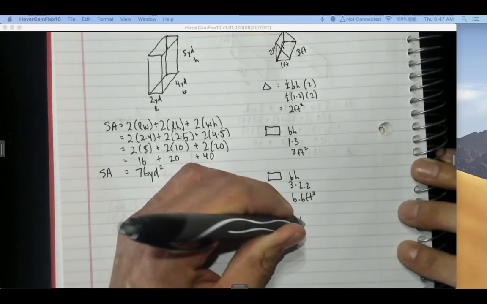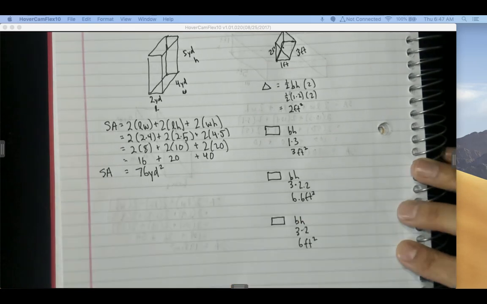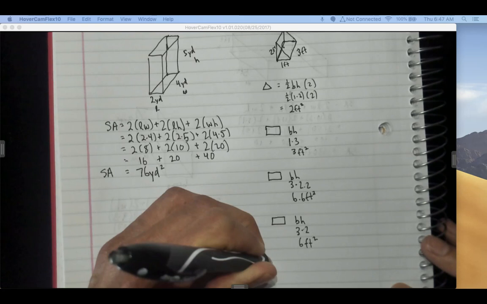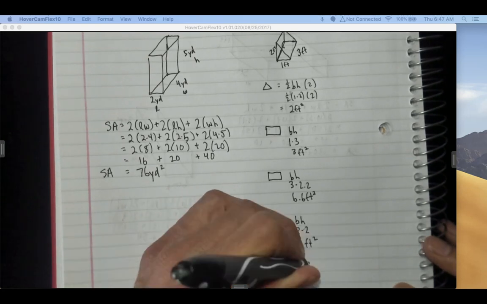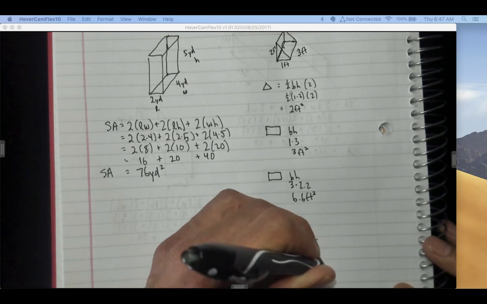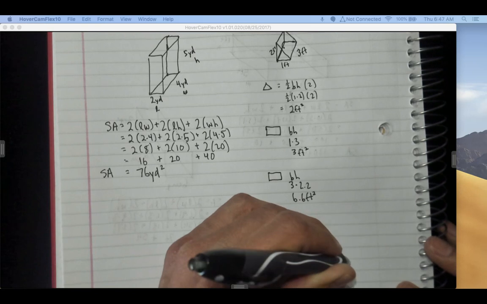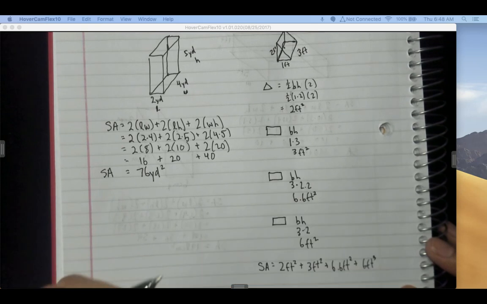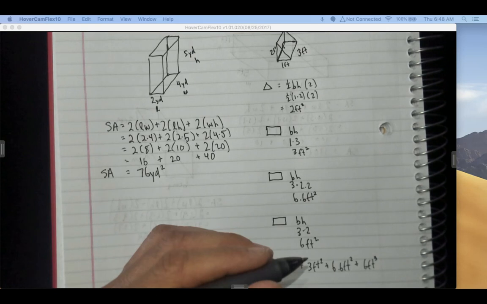Now all I have to do is take all of these and add them up. So the surface area is going to be 2 feet squared for the triangles, plus 3 feet squared for the first rectangle, plus 6.6 feet squared for the second, plus 6 feet squared for the third rectangle. When I add those together, I get a surface area of 17.6 feet squared.